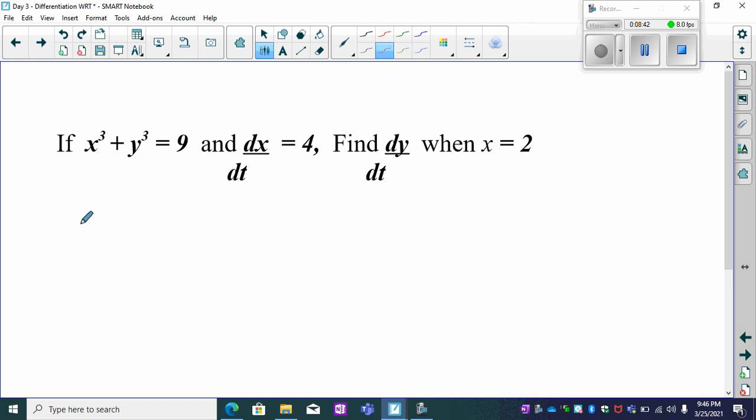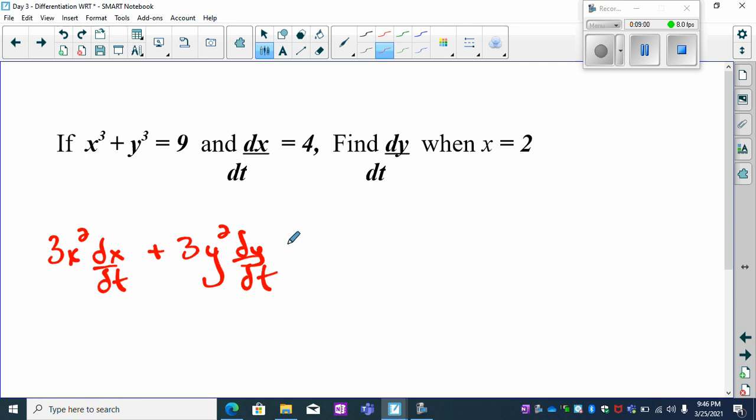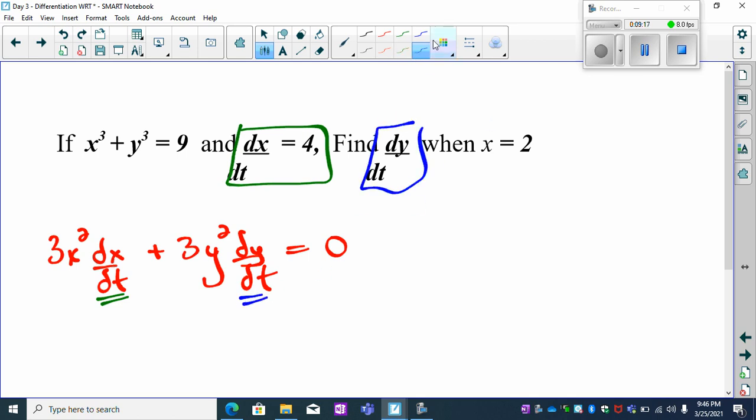All right. So differentiate with respect to time. The derivative of x cubed would be 3x squared times the derivative of x with respect to time, plus the derivative of y cubed is 3y squared times the derivative of y with respect to time, and it equals 0, the derivative of a constant. Okay, they tell me dx over dt. I know that this is going to be a 4. They're asking me to solve for this one this time, dy over dt.